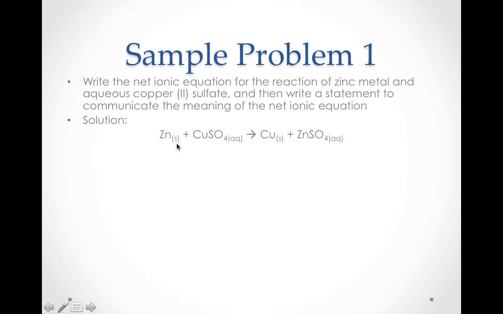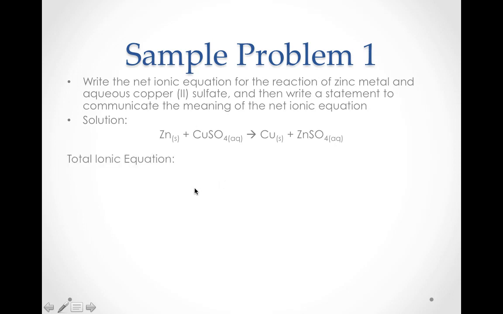It's a solid because it's a metal, reacting with copper sulfate. It tells us in the question that it's aq. Because it's a single displacement, zinc is going to try to displace copper. So copper is going to be displaced, and that's going to be in the solid form. And we're going to get zinc sulfate aq.